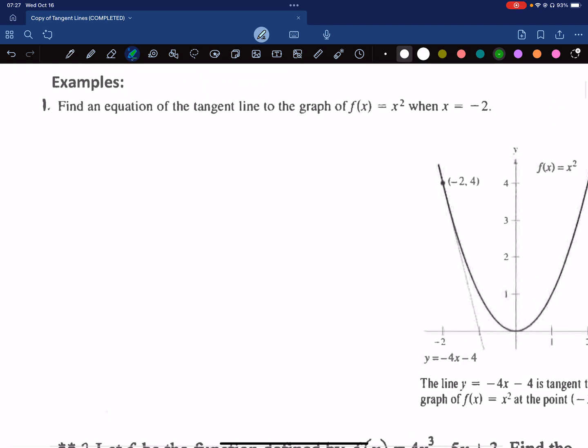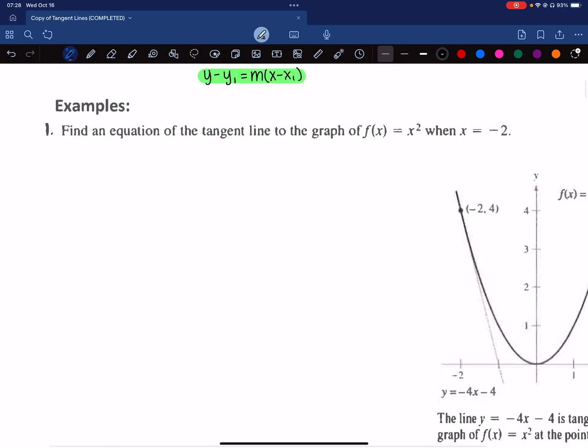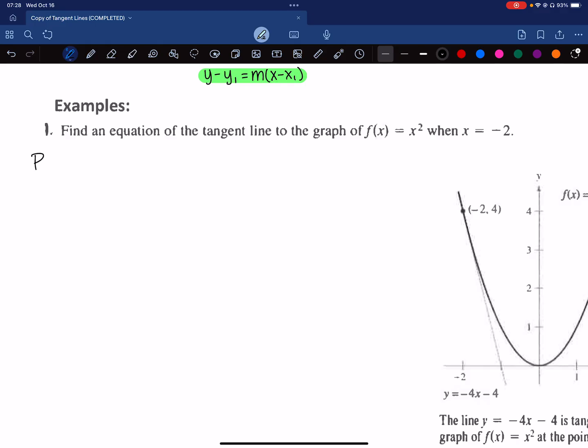So, first example, find the equation of the tangent line to the graph f of x equals x squared when x equals -2. So anytime we're writing an equation, we need two things. And that was given to us in this formula, which we call point-slope formula. So the two things we need, a point and a slope. So we need to make sure we find that. So we're going to find a point and a slope. And the slope is going to be the slope of the tangent line. So I'm going to write slope tangent.